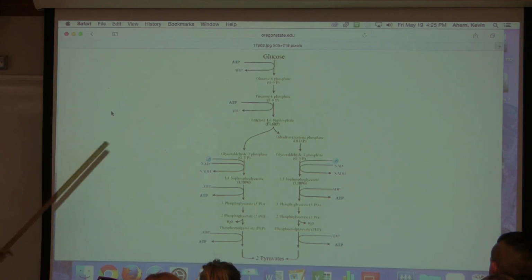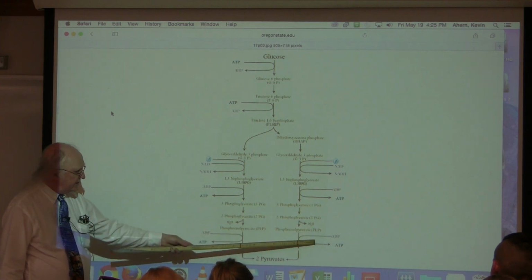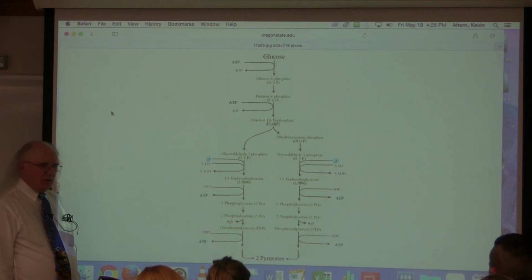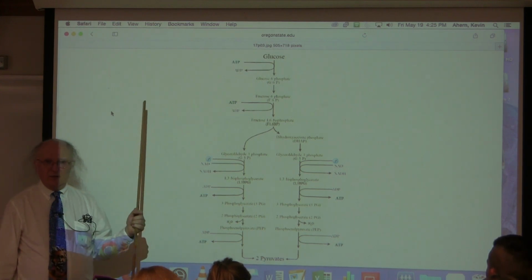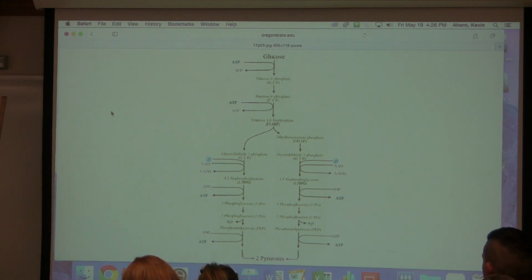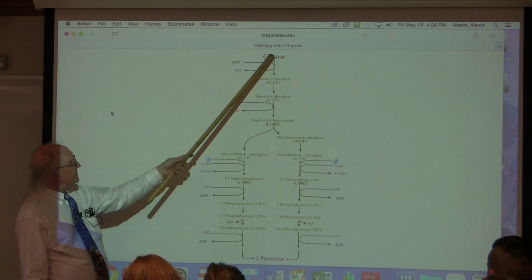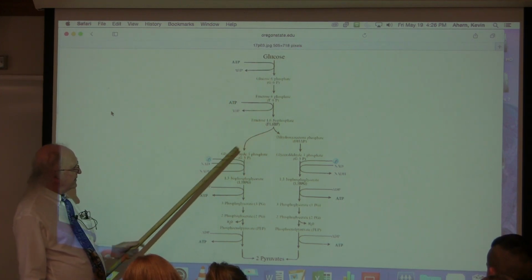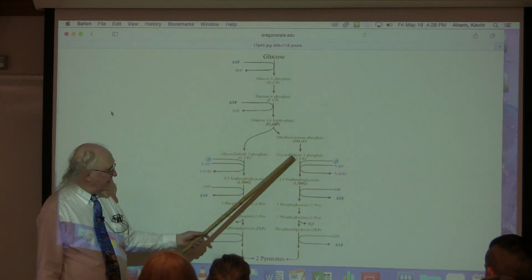Okay? We produce a little bit of ATP energy. We see it down here and we see it down here. But glycolysis is unusual in that it requires energy to start the process. Okay? So we have to input energy in order to get the glycolysis process started. We can see the 6-carbon molecule gets split into 2 molecules of 3 carbons each, and that's shown down here.